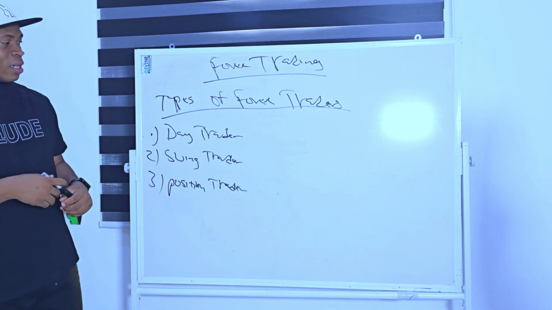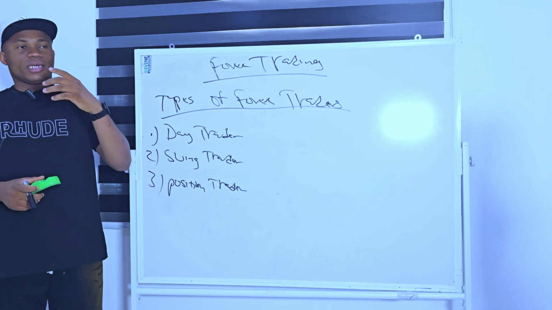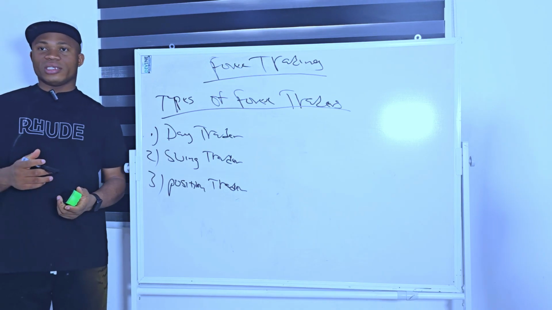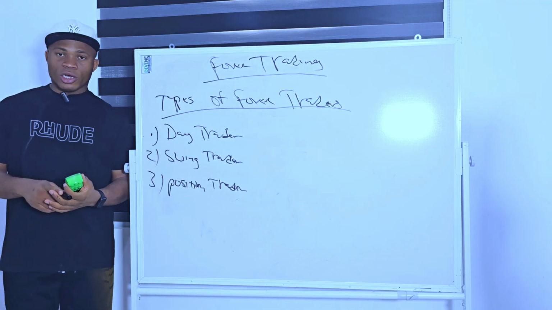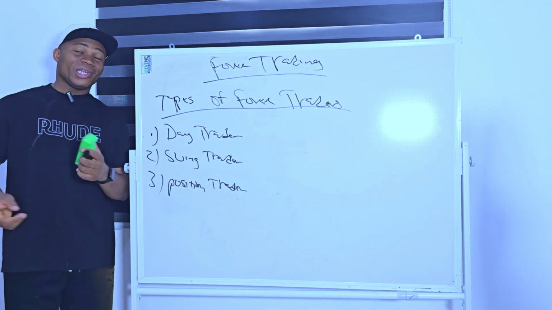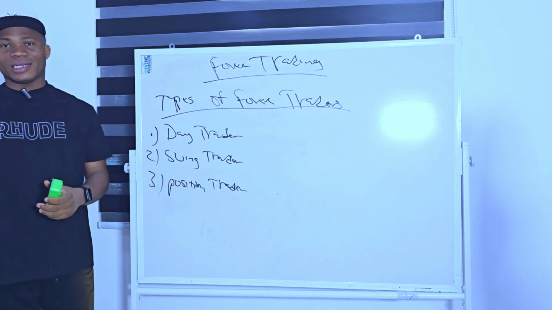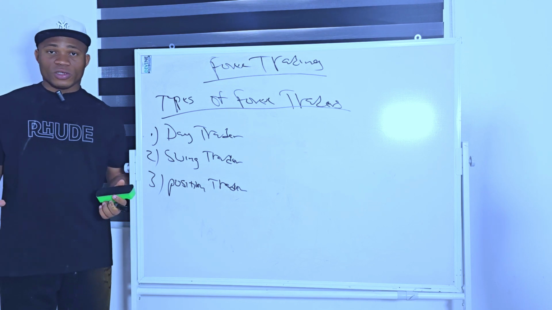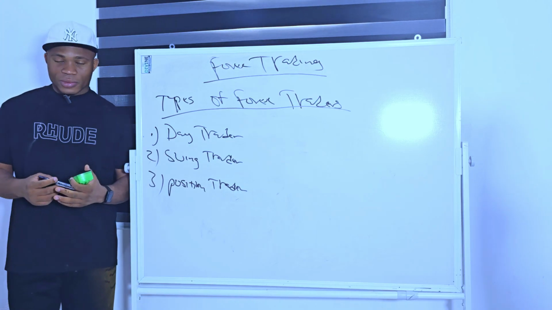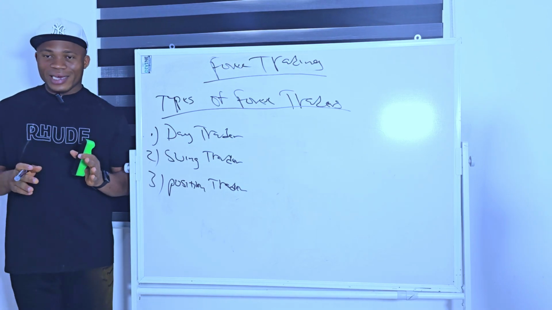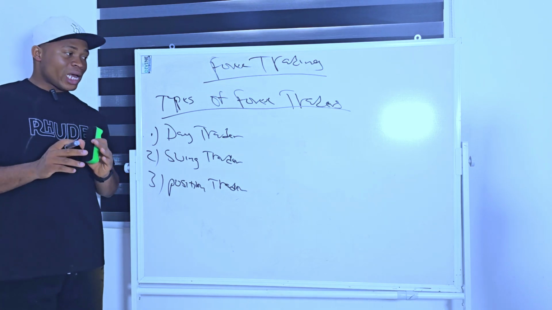Now let me break it down. Day traders usually open a trade in the morning and close their trade in the evening; they don't usually hold trades to the next day. They can open a trade at 1:00 and close it at 3:00 once they have seen the profit, or once they have worked their profit. Their major focus is the daily price action.